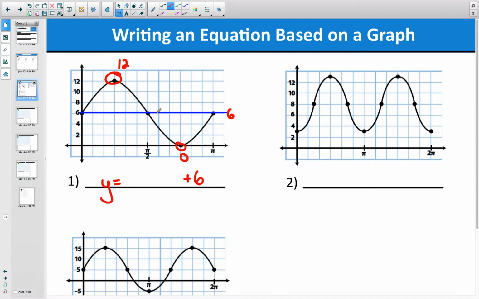The next thing we want to look at is our amplitude. The amplitude is the distance from the midline to the highest, or the distance from the midline to the lowest. So the distance here from 6 to 12 is 6, or from 6 to 0 is 6. So our amplitude is 6. Next thing would be determining if this is a sine or a cosine curve. Since the graph starts at the midline, that means that it is a sine curve.